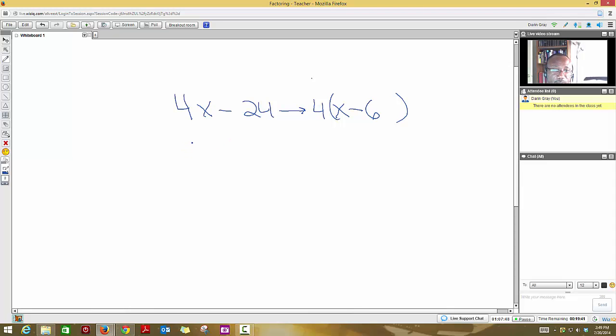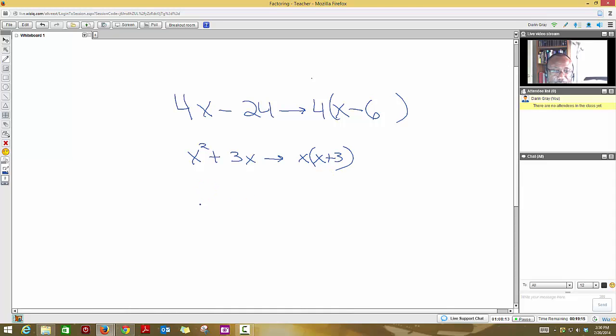Works the same with variables. If I had, let's see, x squared plus 3x, making that kind of simple, we can factor out an x. Again, x squared divided by x will give us an x. 3x divided by x, the x's will cancel, leaving us a 1, but we don't need that, and that'll give us a 3. We have that.